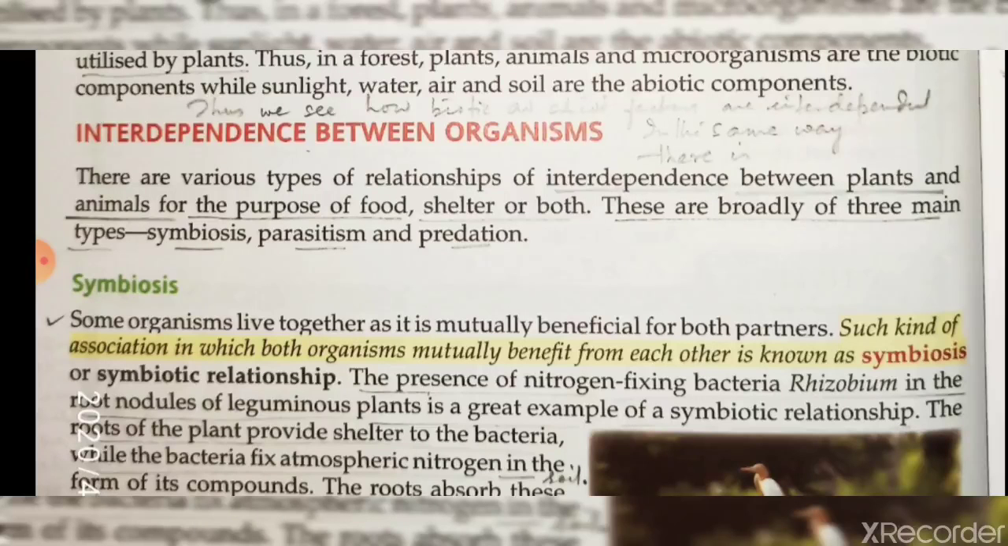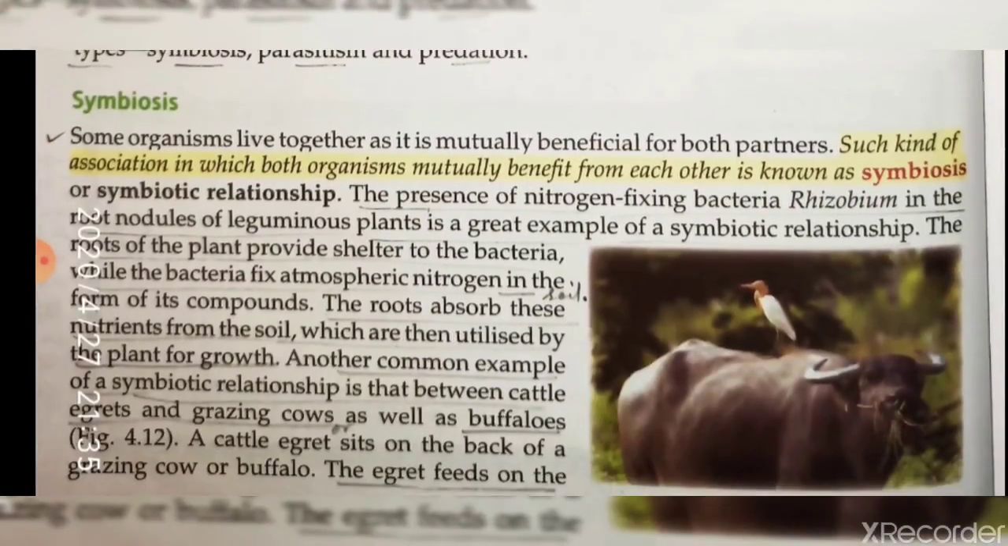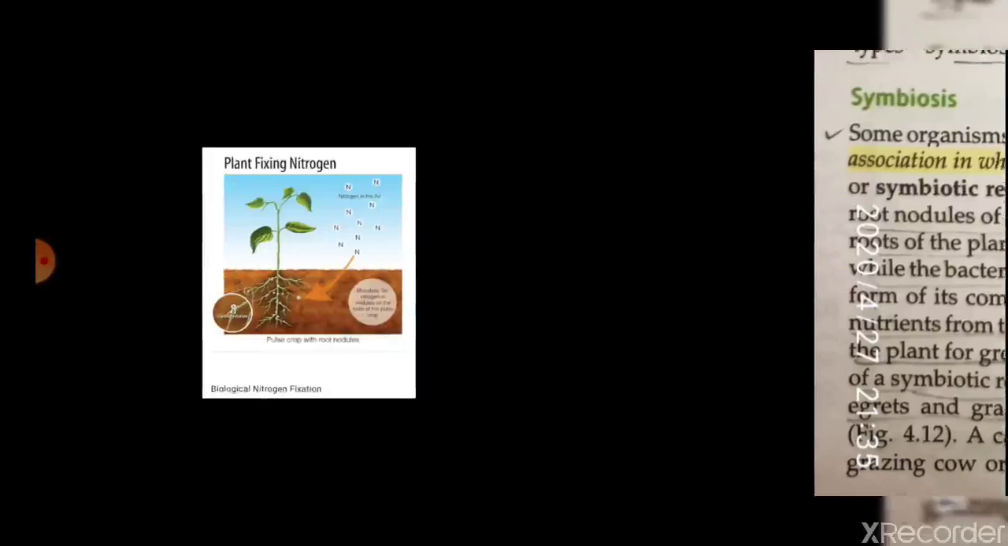They are interdependent for the purpose of food, shelter, or both. This interdependence between the plants and animals is broadly categorized into 3 types: symbiosis, parasitism, and predation. Symbiosis. Some organisms live together as it is mutually beneficial for both partners. Such kind of association in which both organisms mutually benefit each other is known as symbiosis.